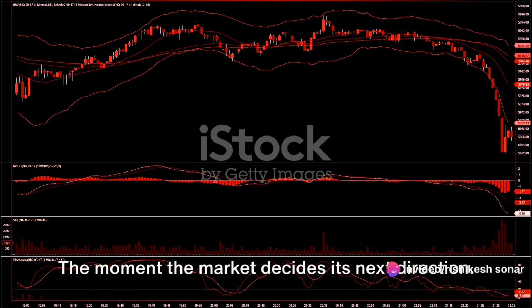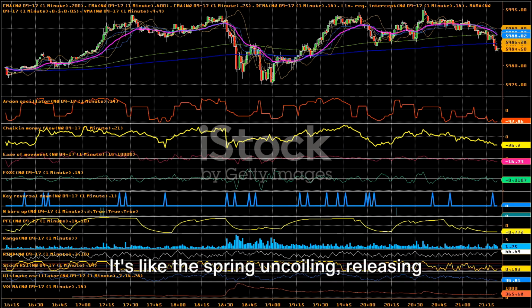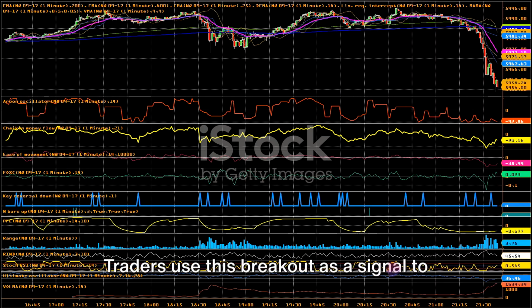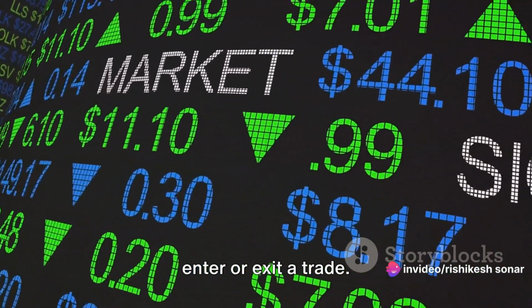This is the breakout, the moment the market decides its next direction. It's like the spring uncoiling, releasing all that pent-up energy in one direction. Traders use this breakout as a signal to enter or exit a trade.